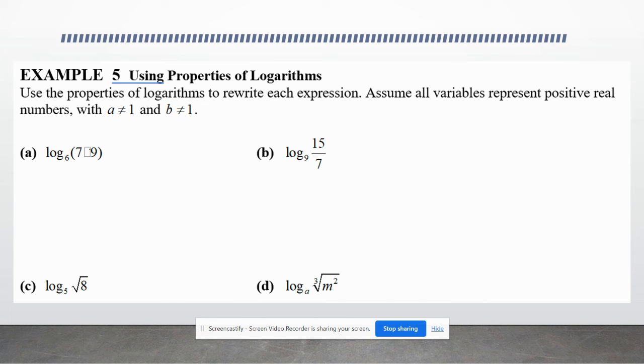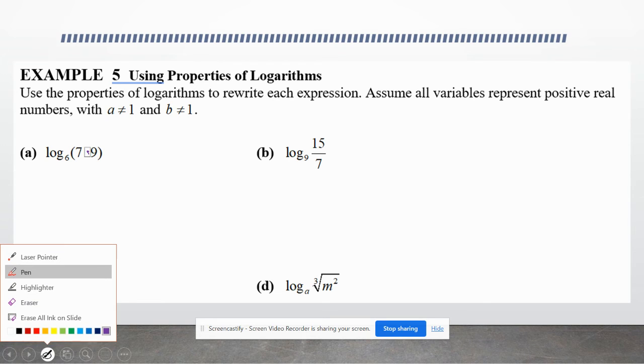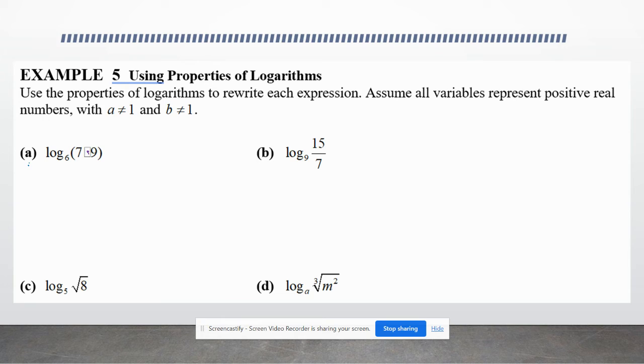Let's try a couple. If I'm expanding this out, we have log base 6 of 7. At this multiplication sign is where I write a plus log base 6, because multiplying we expand out by adding, and then of 9. And that's expanded out. We rewrote the multiplication as addition, plus log base 6.